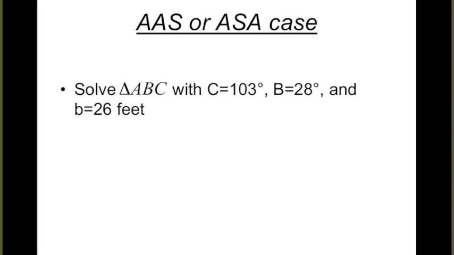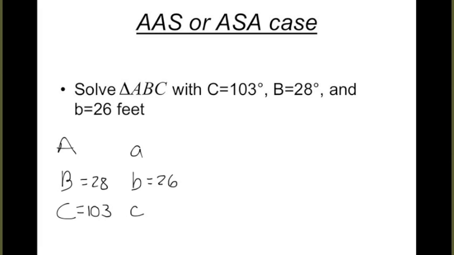you will be given three pieces of information about a triangle and then asked to solve the triangle. That means find out everything we don't know about it, so find out the other three pieces of information. There are 6 things to know about a triangle: 3 angles and 3 sides. So I begin every problem by making a chart that shows the 3 angles and the 3 sides. And then I fill in what I know. So I know angle C is 103. I know angle B is 28. And I know side b is 26. So those are my 3 given pieces of information. I need to solve for the other 3 pieces of information that we don't know yet.